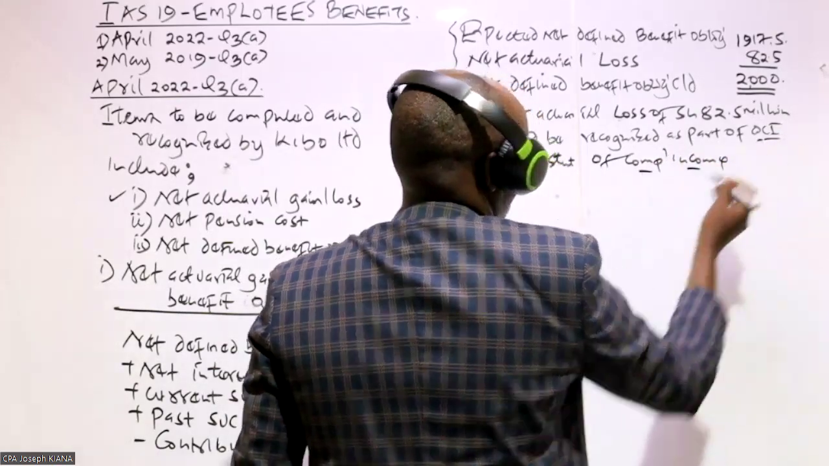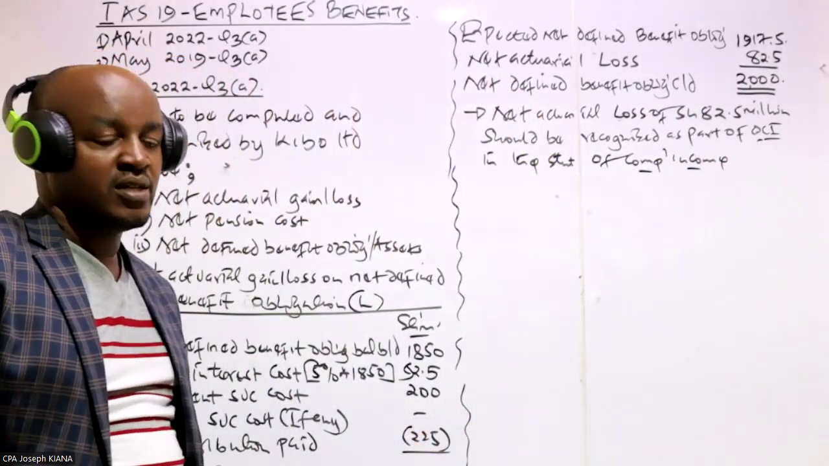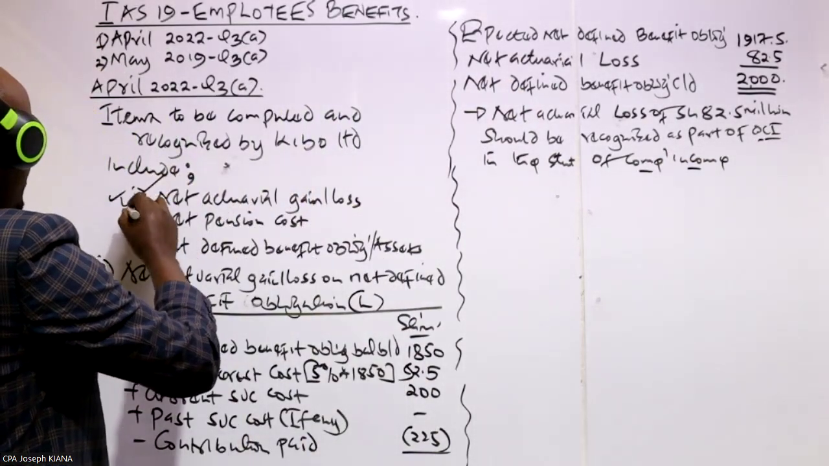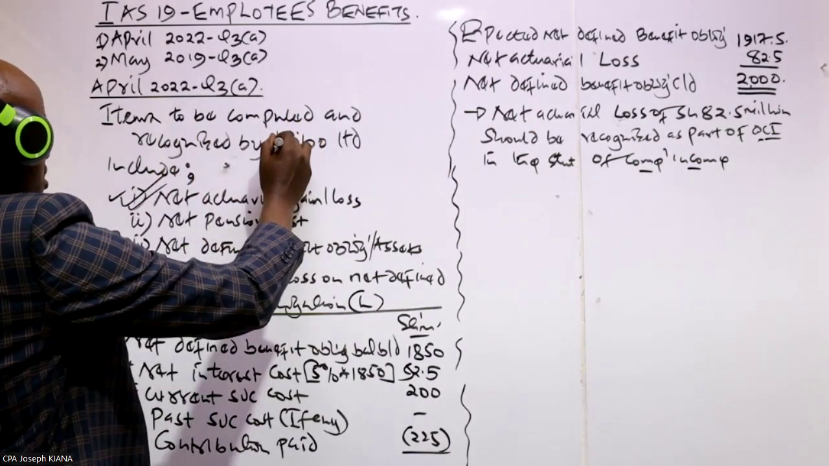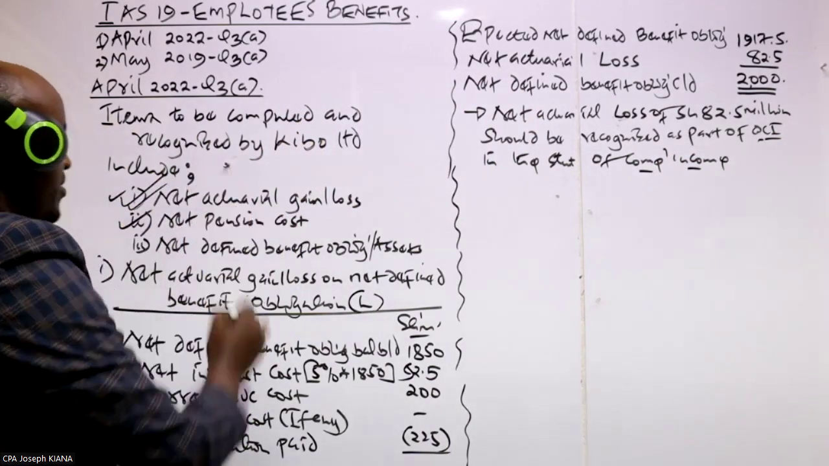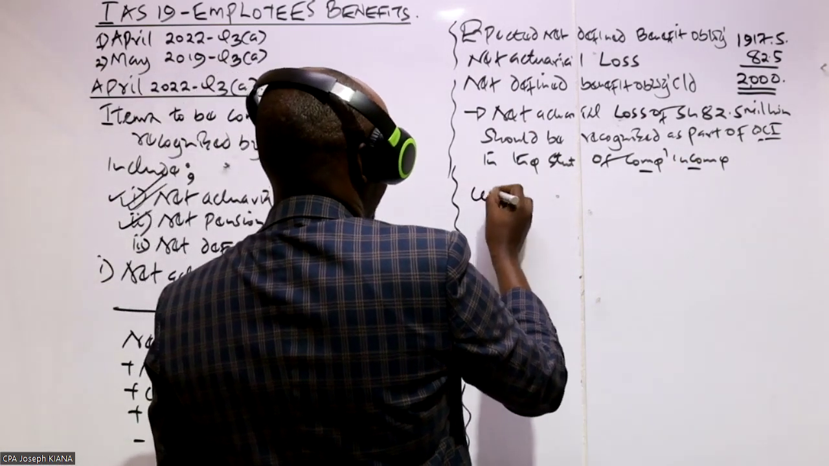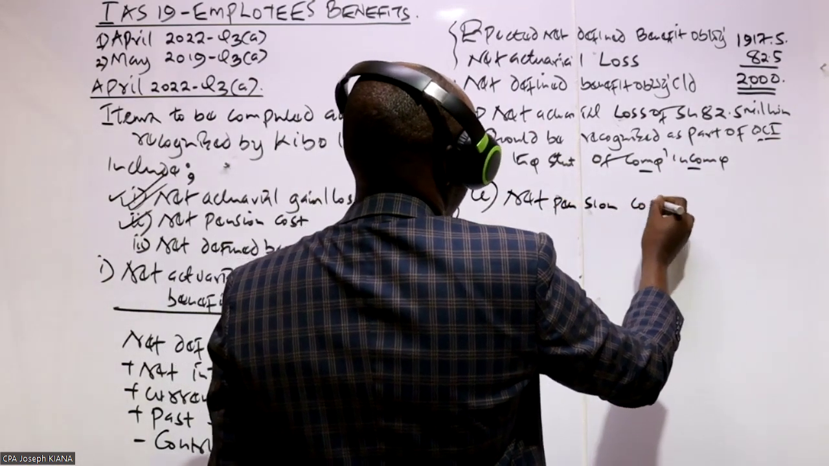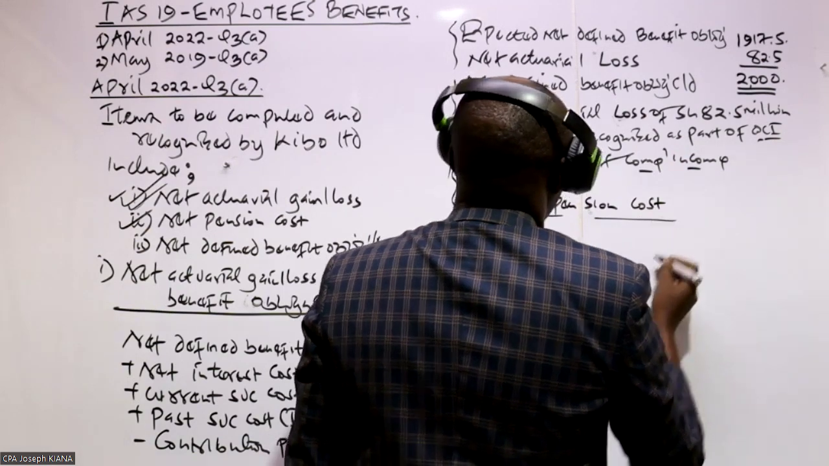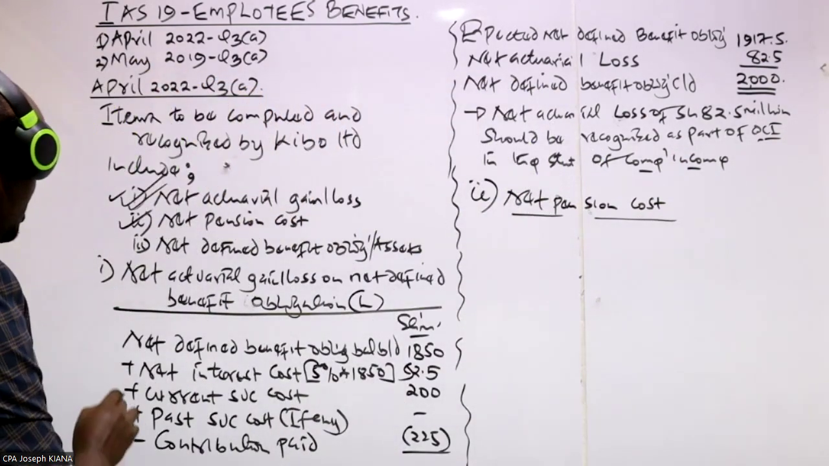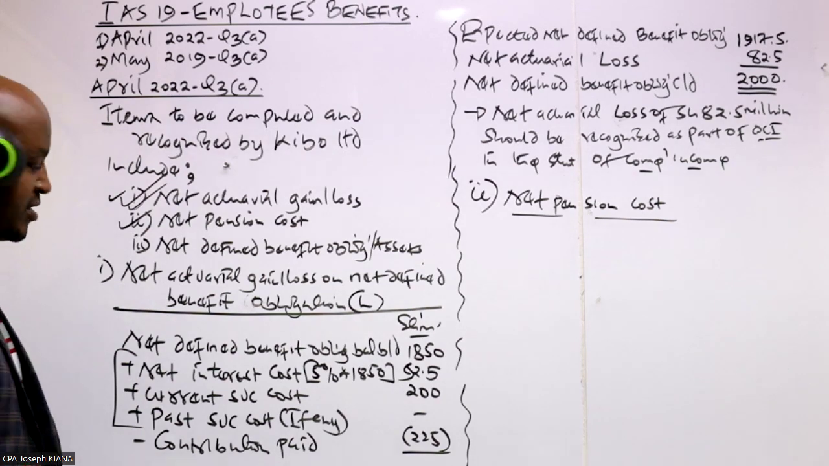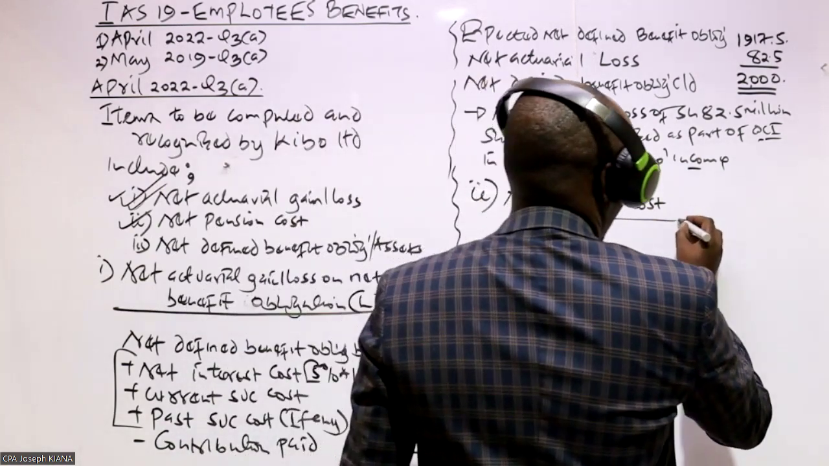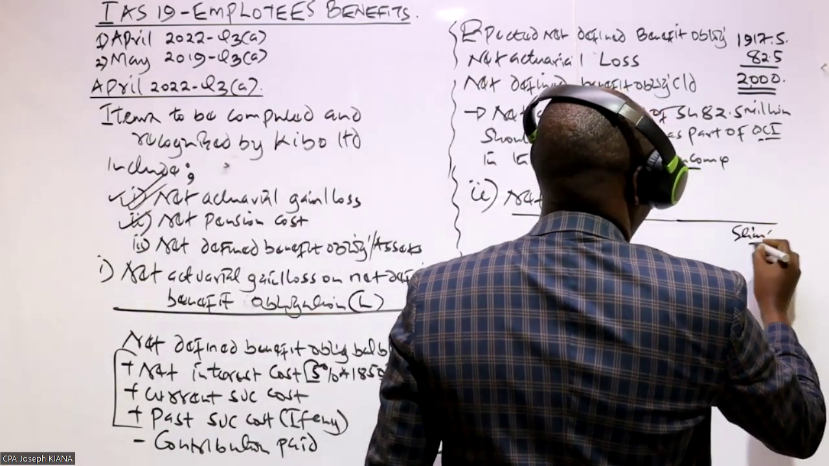So this one is recognized as part of other comprehensive income in the statement of comprehensive income prepared by this company. That is the first item which should be recognized in its financial statement. The other one is the net pension cost. To determine the net pension cost, we just add three items of expenses: the net interest cost, the current service cost, and the past service cost. Also, our figures here are in millions of shillings.